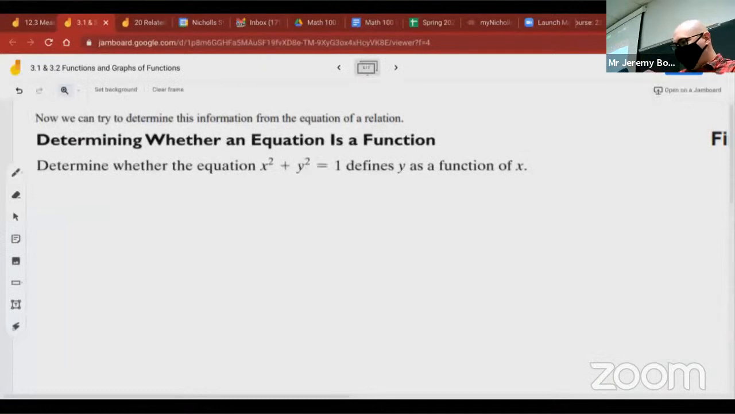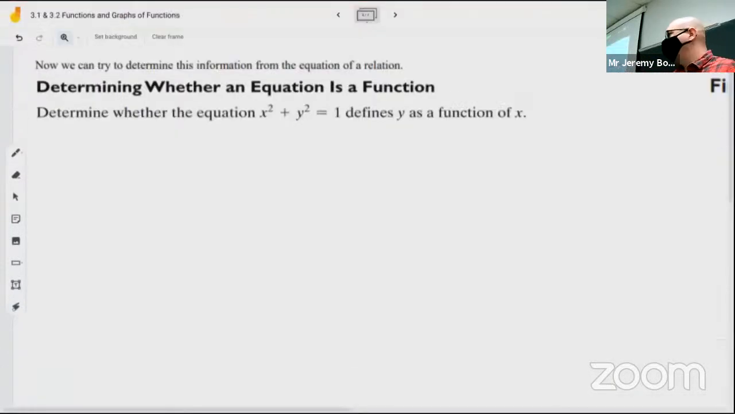Yesterday we were talking about what makes a function a function, what makes a relation a function. I've got chat here. Okay, gotcha. What makes a relation a function?